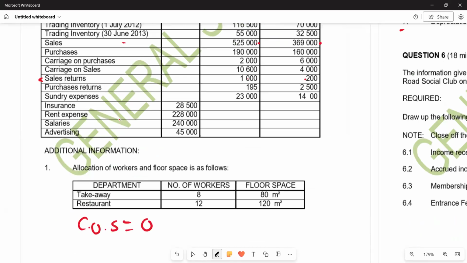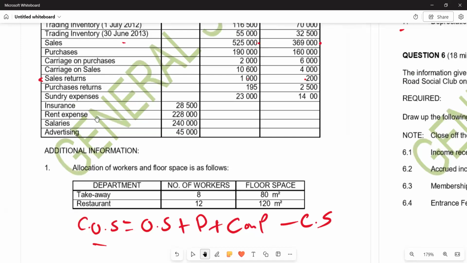We say our opening stock. We add our purchases. We add our carriage on purchases. If you have got customs duties, you are supposed to add them again, and then you subtract your closing stock. Then you get your cost of sales. So exactly as what we are going to do here.